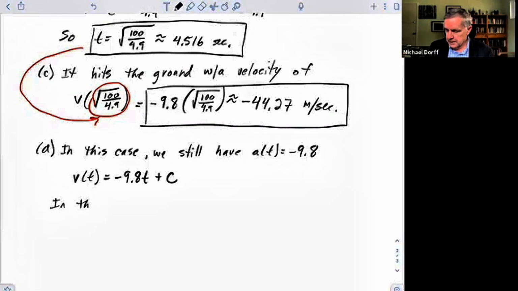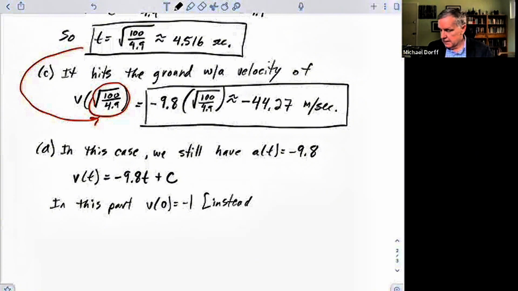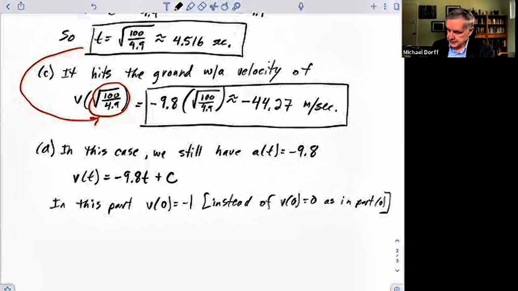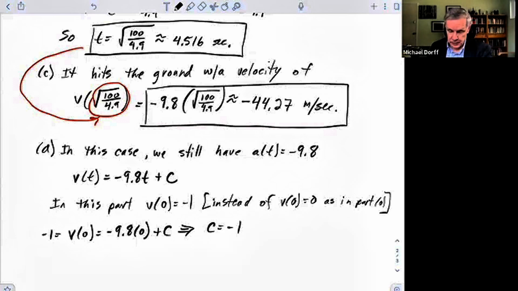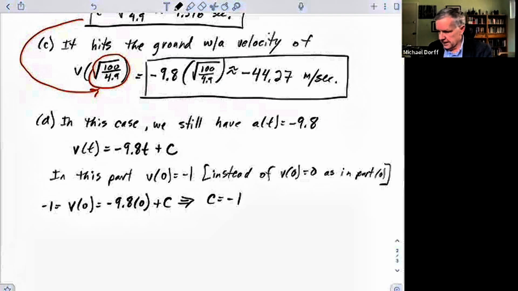So in this part, v of 0 equals negative 1, instead of v of 0 equaling 0 as in part A. So that changes things. Now I'm going to have negative 1 equals v of 0 equals negative 9.8 times 0 plus c, and that means c is going to equal negative 1 in this problem. So now this gives me that v of t is negative 9.8 t minus 1.